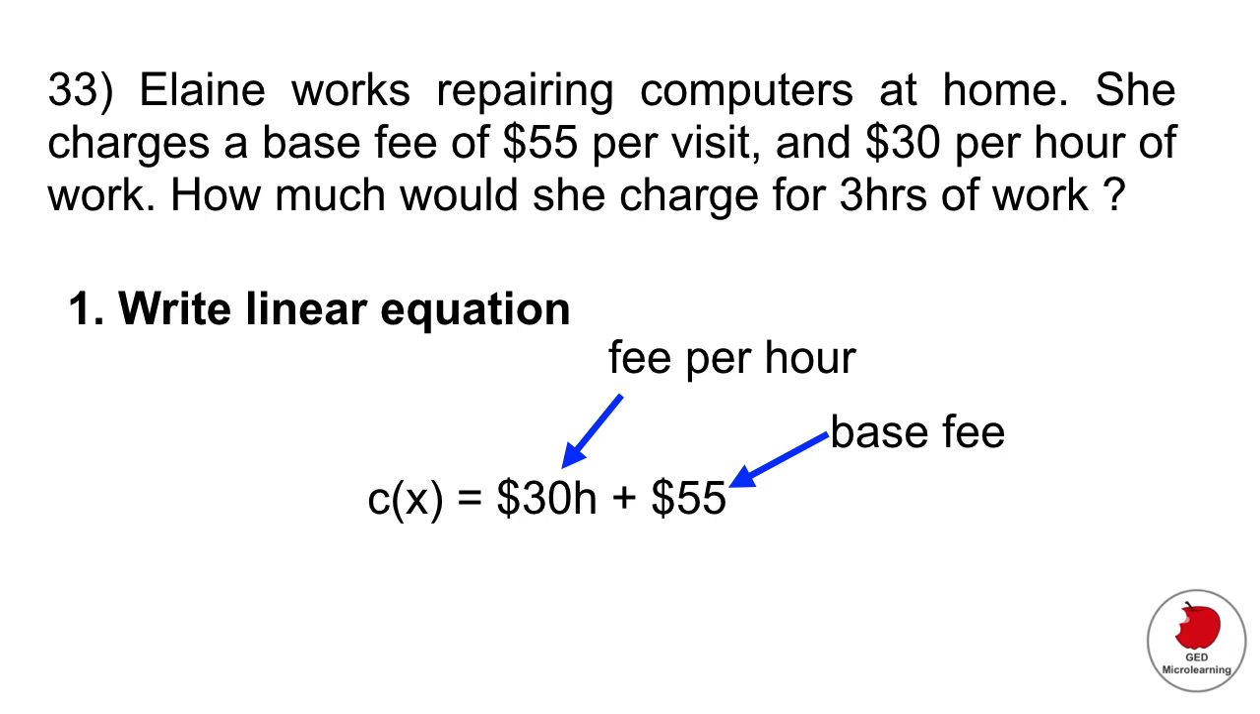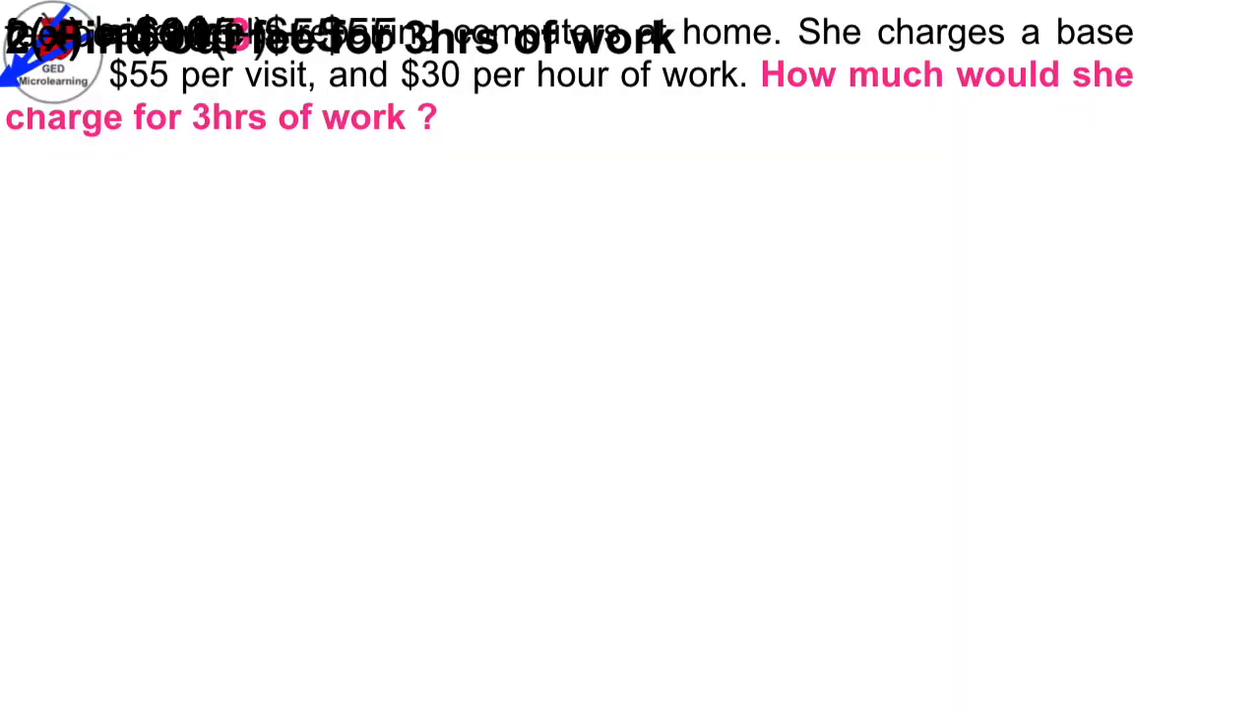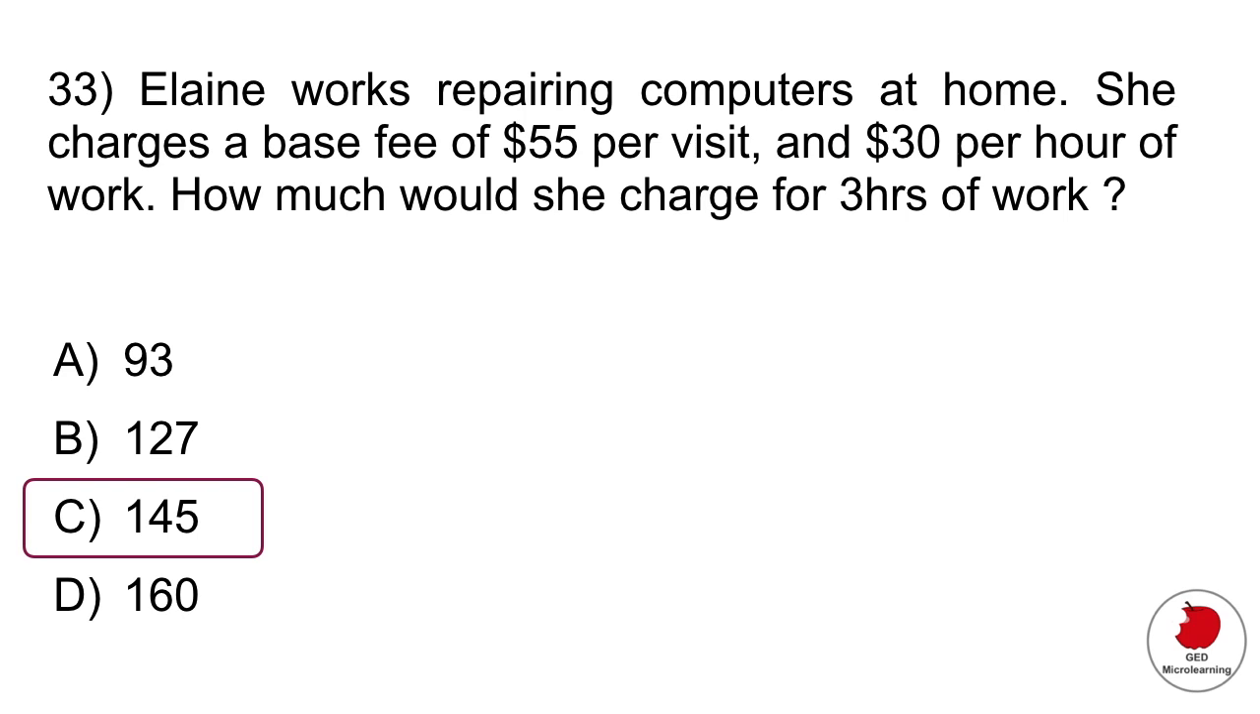Okay, and they're telling us in the question that she works 3 hours. So all you do is plug in that 3 where the h was, and that gives you 90 plus 55, which is $145. Option C.